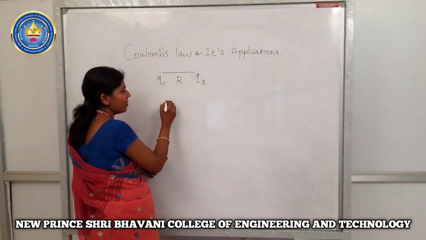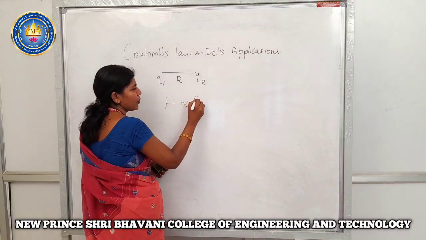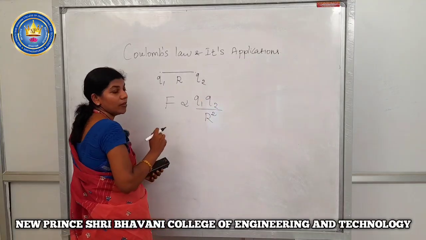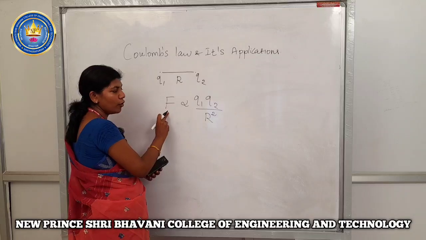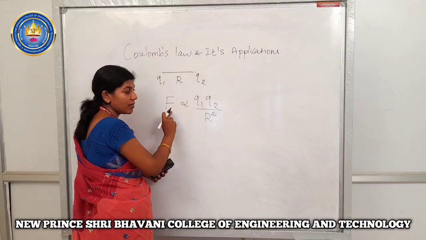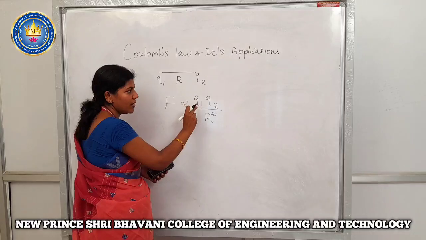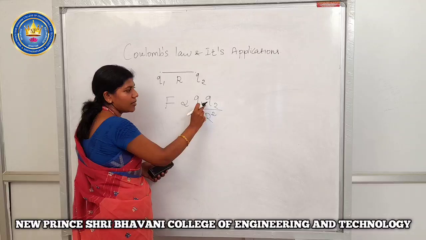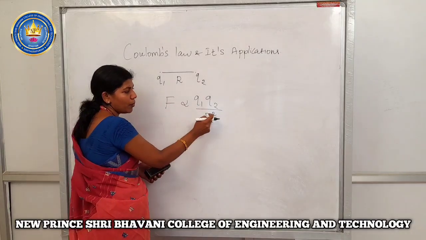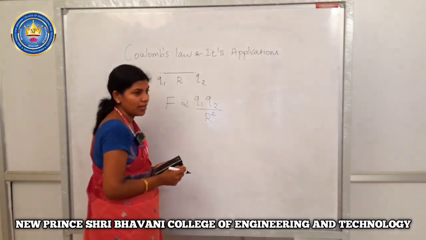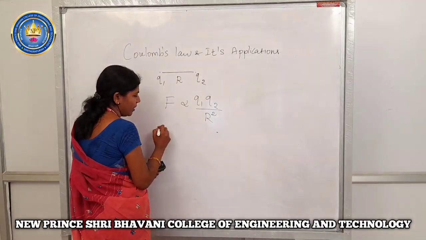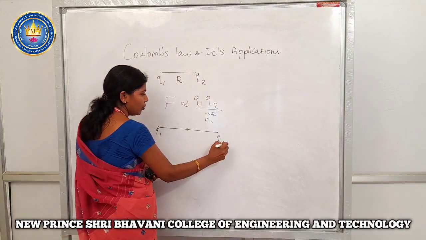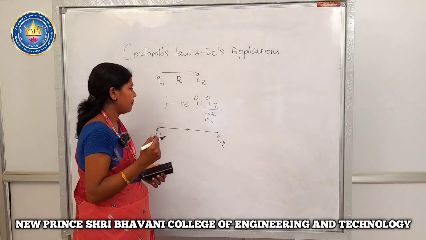So the equation can be written as F is directly proportional to Q1 Q2 divided by r square. So Coulomb's law states that the force exerted between those point charges Q1 and Q2 is directly proportional to the product of the two charges Q1 and Q2, and it is inversely proportional to the square of the distance between them. Suppose when the distance between Q1 and Q2 is increased, the force is reduced.